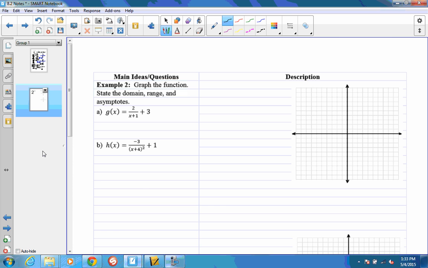So, graph the function. State the domain, range, and asymptotes. You will have 2 asymptotes, Ashton. We go, some notes, next page. Ashton, first step, anytime I graph, X and Y.